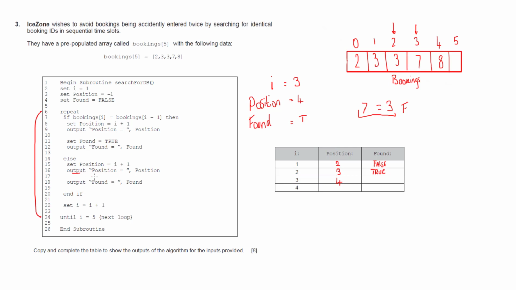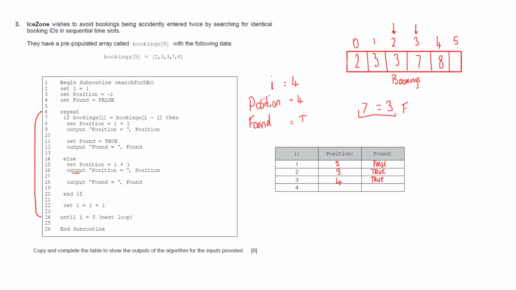And then it says output found equals found. Now found is currently true, so we just output true. We've not been told to change it to false, so it stays as is. Once we've done that, we end the if statement, we go to line 22 and we change I, it is overwritten with I plus 1. I is currently 3, add 1 to it is 4, and that overwrites. So now we change this variable here to 4.